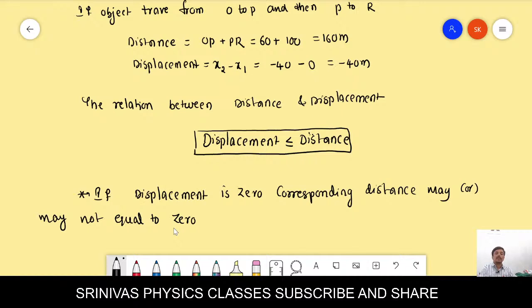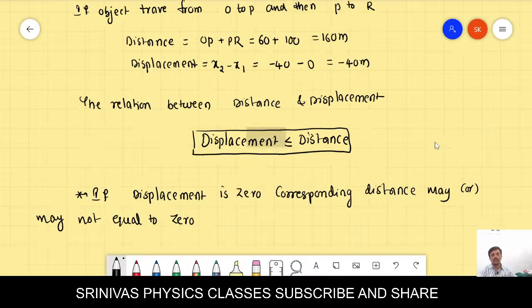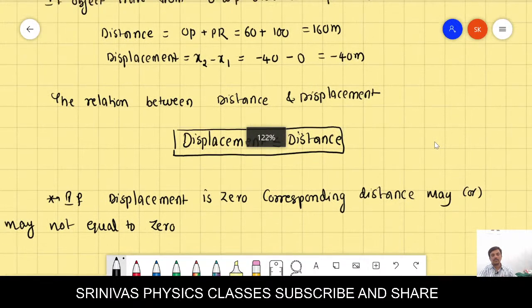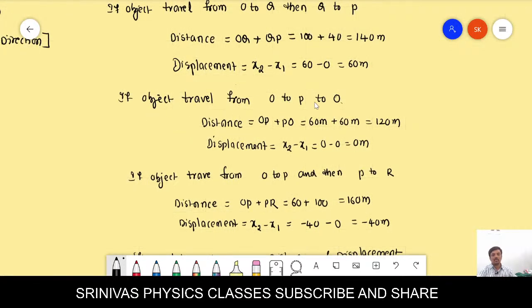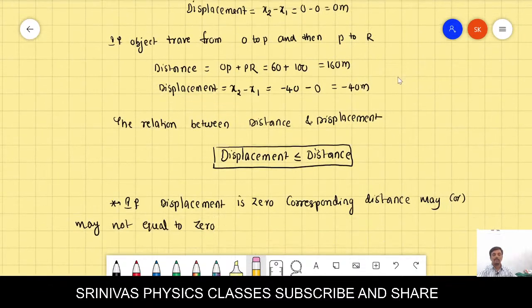Why? Here you see this example, O to P, P to R. Not this one; you see this another example. The object travels from O to P to O. In that, displacement is 0, but distance is not 0. If displacement is 0, the corresponding distance may or may not be equal to 0. Right? Okay. Write in the chat box, and by taking a screenshot, everyone should write everything.